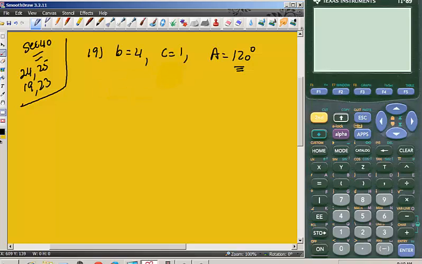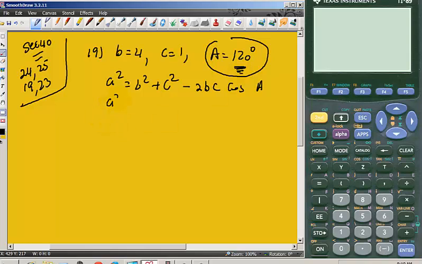Having said that, let's go ahead and solve this using law of cosines, which it doesn't really matter for us. Since I have that angle, this is the formula I'm going to use. A squared is equal to B squared plus C squared minus 2BC times cosine of angle A. I'm going to be solving for A because I have angle A. So A squared is equal to 4 squared plus 1 squared minus 2 times 4 times 1 times cosine of 120 degrees.